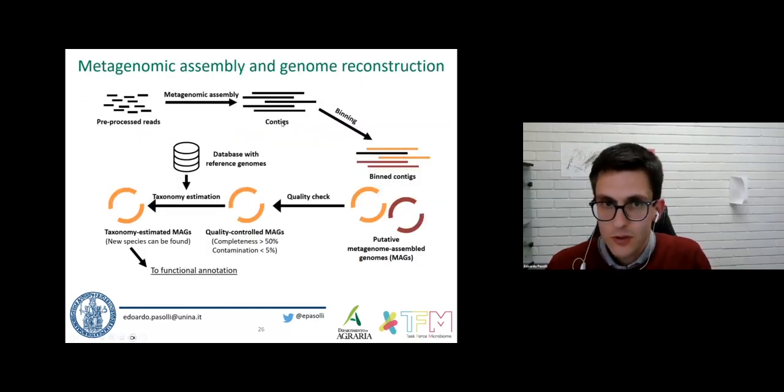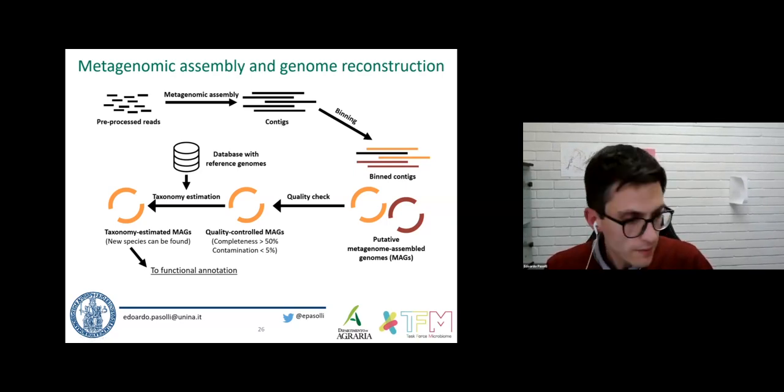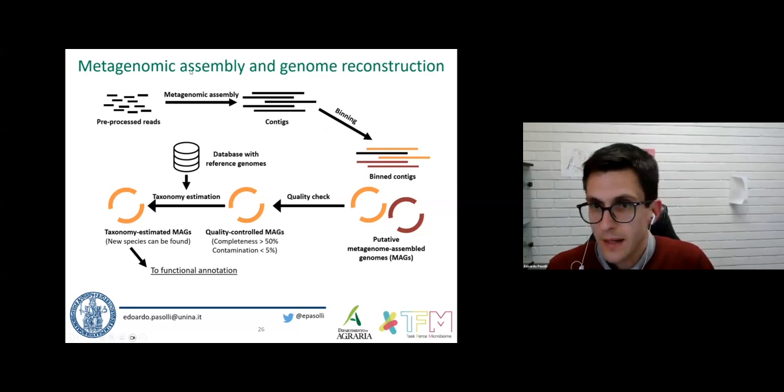A different approach is to try to reconstruct genomes from our metagenomes. And here we need to apply an assembly pipeline. So here is a very schematic representation of what we want to perform during the metagenomic assembly. We start from the reads. We perform metagenomic assembly. We get the contigs. Now with the binning, we want to put together contigs coming from the same microorganism. And so these are the binned contigs.